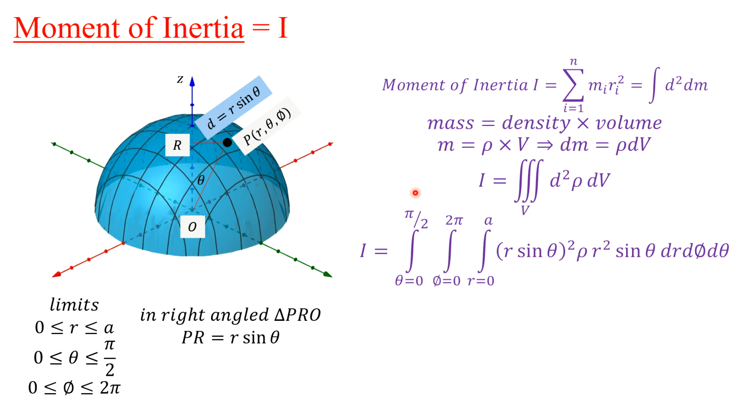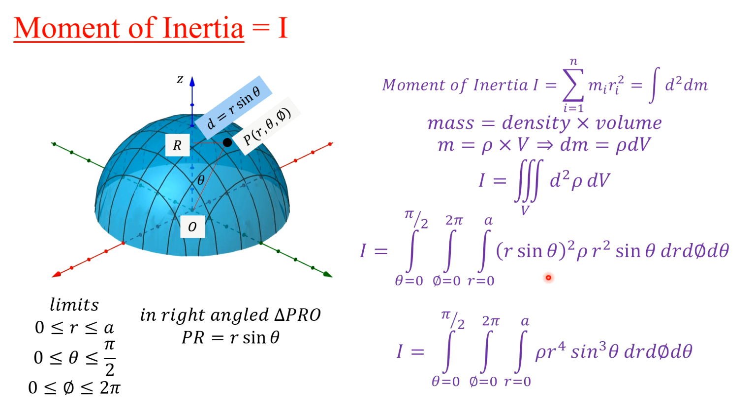So therefore, moment of inertia I is equal to the integral where theta varies from 0 to pi by 2, phi varies from 0 to 2 pi, and r varies from 0 to a. d is, we have just solved that, d is equal to r sine theta. So r sine theta squared times rho, and for spherical polar coordinates, dV is equal to r squared sine theta dr d theta d phi.